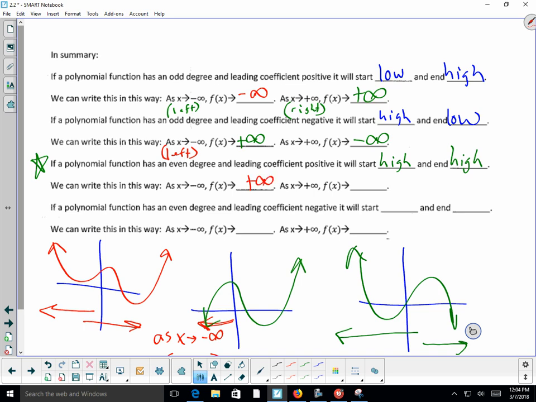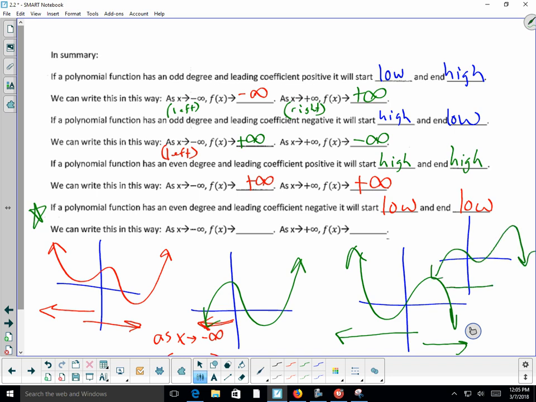Okay. And as x approaches positive infinity, what's happening to the function? F of x approaches positive infinity. Do people agree with that? Okay, and then what about if the polynomial function, we're on this one now, has an even degree, but the leading coefficient is negative? It starts blank and ends blank. Tori? Low and low. All right, starts low and ends low. And in that case, we're talking about a graph that looks something like this. Maybe it's got a shape that looks something like that.